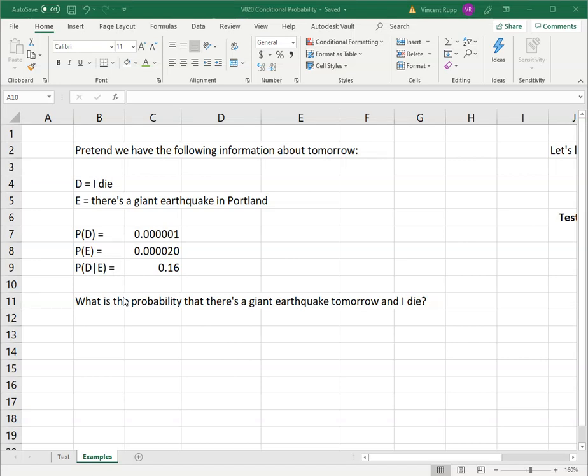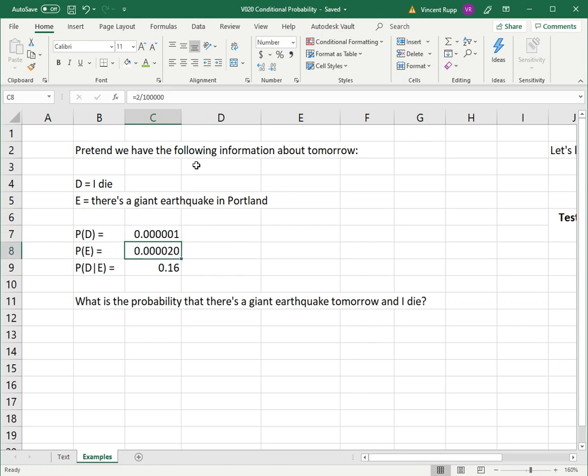Let's look at a couple examples involving conditional probability. Let's suppose we have the following information about tomorrow. The event D is I die tomorrow, and the event E is there's a giant earthquake in Portland. So my probability of dying, I'm going to put it at 1 in 1 million, which is probably pretty optimistic. I didn't check an actuarial life table though, so let's just go with it.